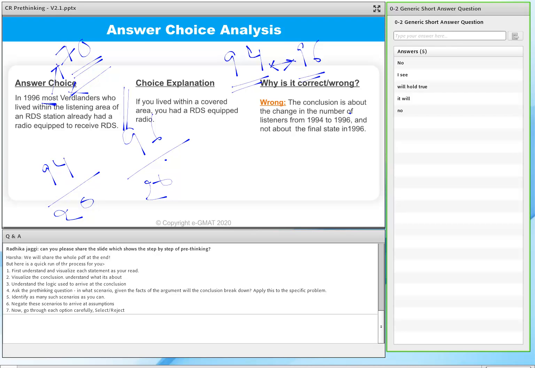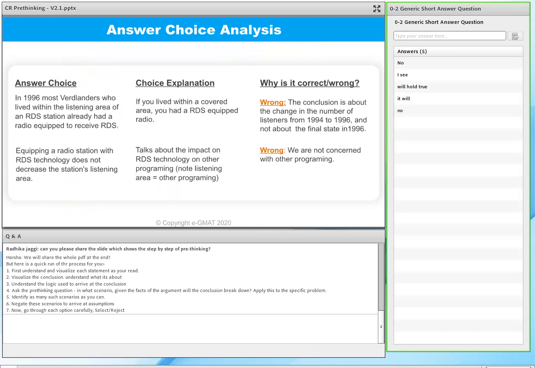Another way to look at this is that the conclusion is about the change in number between 94 and 96. It's saying that the number of Verlanders in 96 receiving the special program information hasn't gone up significantly. It's not about the absolute value in 94 or the absolute value in 96. That's where building that mindset of visualizing the conclusion is really important, which is why choice B is wrong.